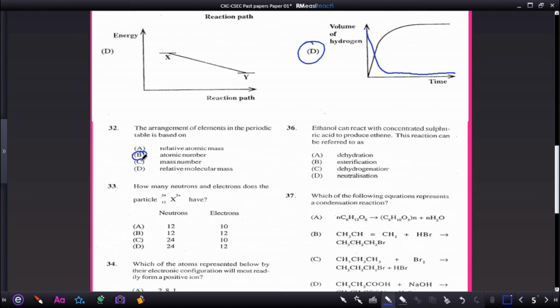33. How many neutrons and electrons does the particle X2+ have? If it's X2+, that means it lost 2 electrons. And so let us look at which one has 10 electrons, which is this and this. And the neutrons would be the mass number minus the atomic number. So that's 12, which is A.